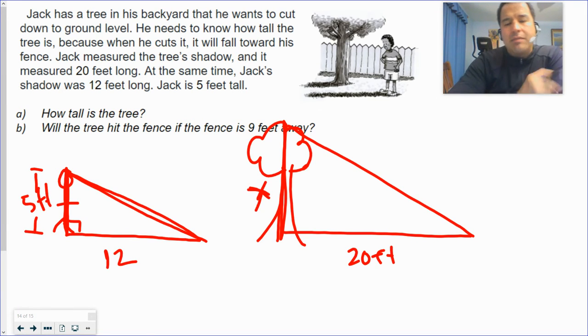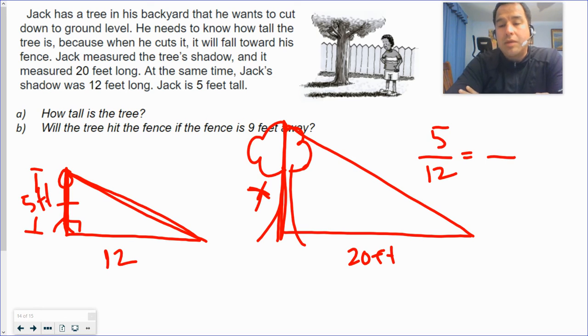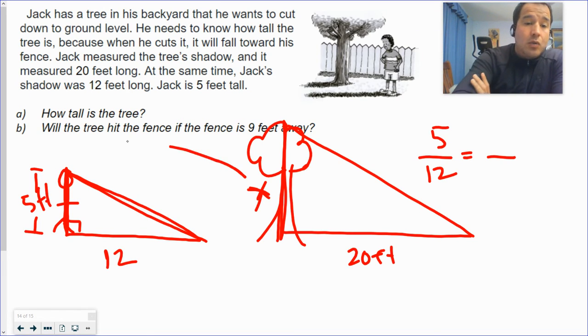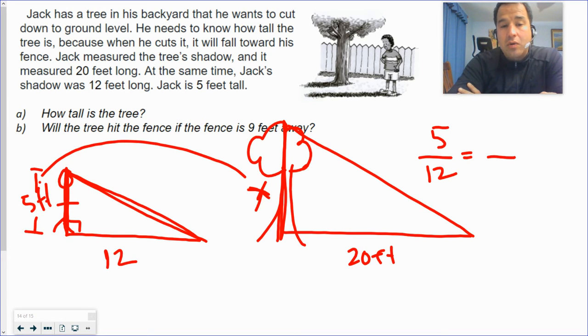Now, this is interesting because what do you notice here? This isn't really a Pythagorean theorem problem. We can actually solve this a different way. This is more like a proportion. 5 over 12 equals, and what would go on the other side? Well, x and 20, but where would x be, up here or down at the bottom? x should be with its matching or corresponding side, so it should be at the top. So x over 20, and then I solve it.